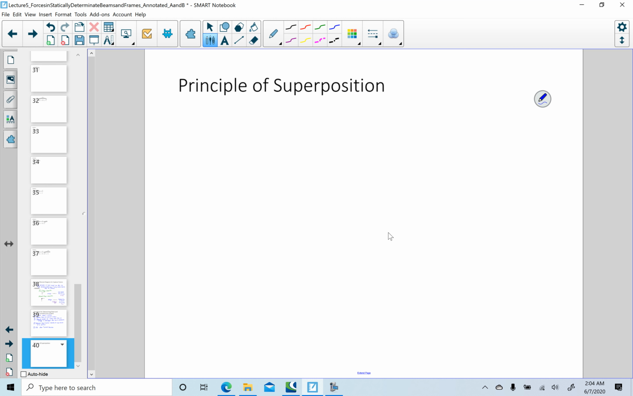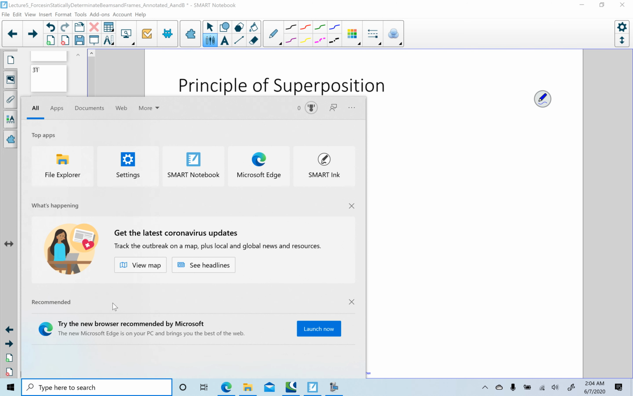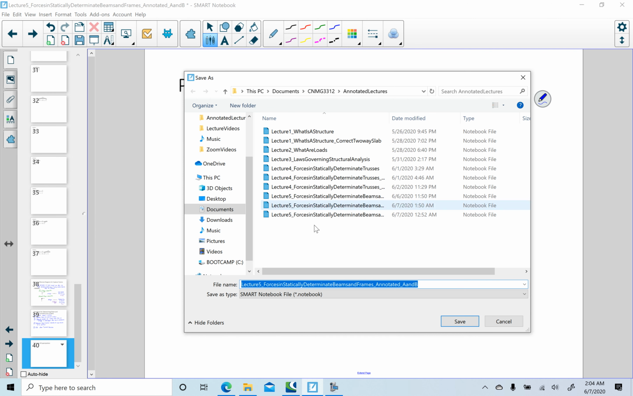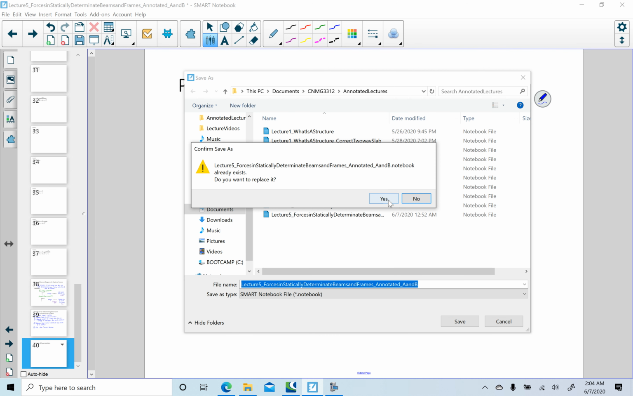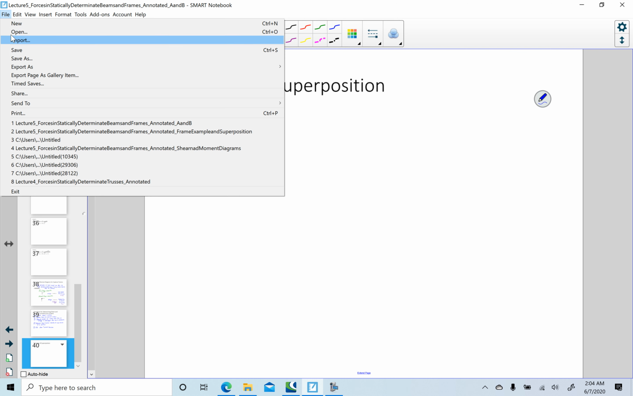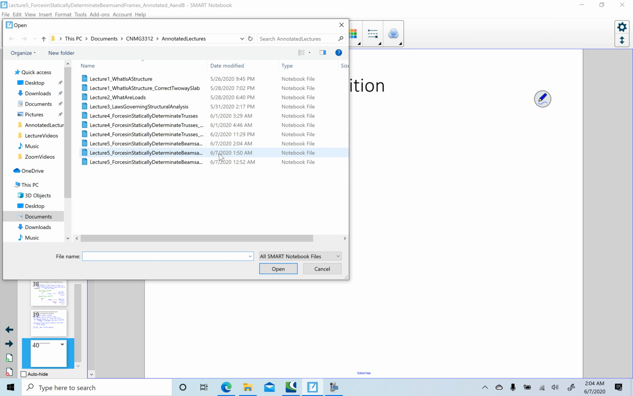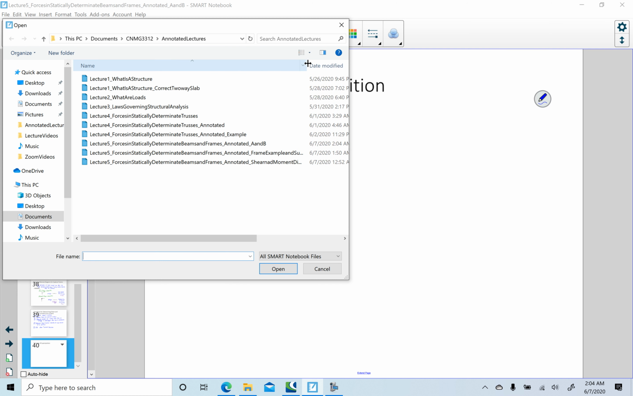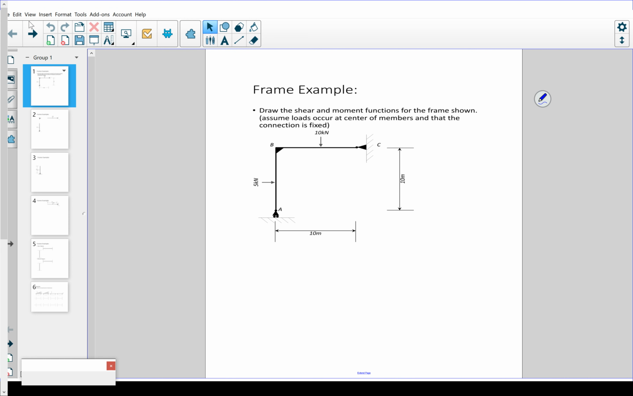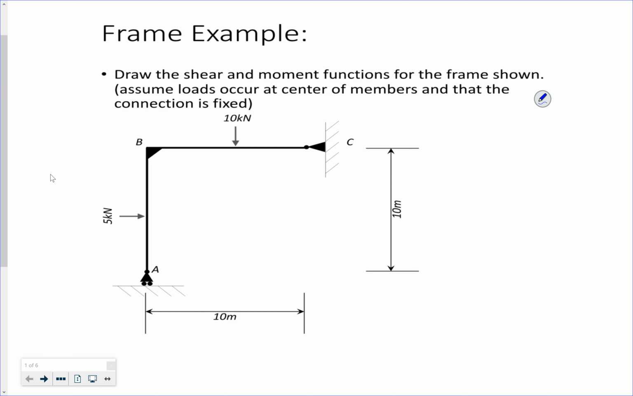But we're going to do it in a different file because I want that's not what I wanted. Oh yeah, it is. Here it is. Because I wanted a vertical sheet because it is easier for this example. So here's our frame example.